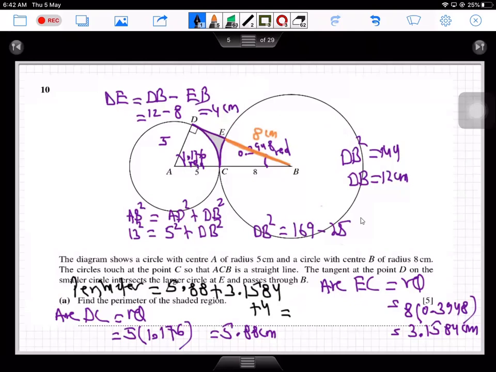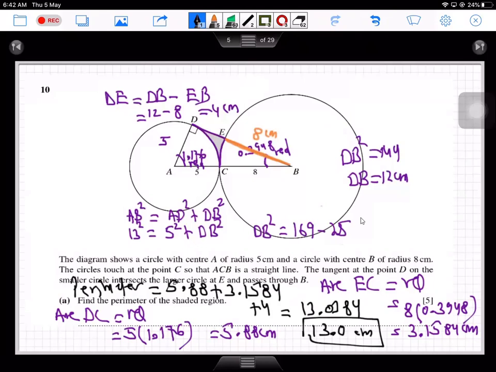5.88 plus 3.1584 plus 4, which is 13.0384. So correct to 3 significant figures, your answer is 13.0 centimeter. 13.0 centimeter will be your final answer.